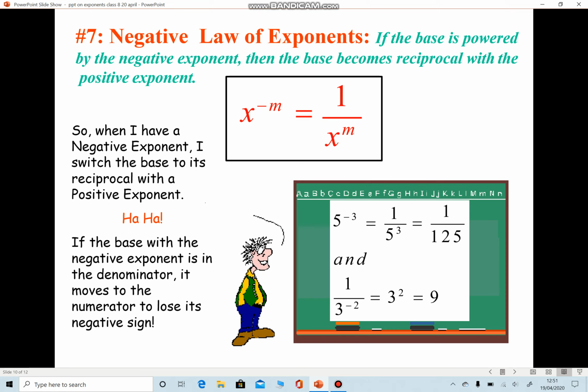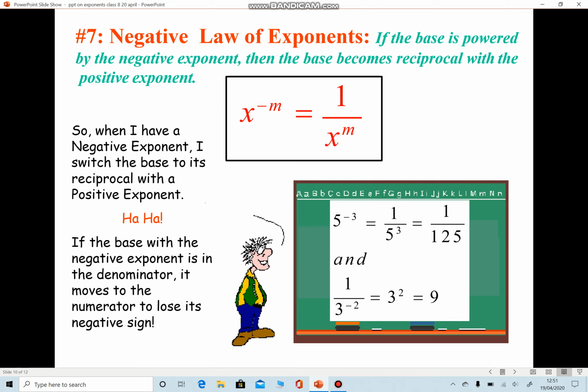Now, in this class, children, we will be doing negative laws of exponents. When the base has got a negative exponent, then the base becomes reciprocal with the positive exponent. So what does it mean? It means that this number, suppose x has here negative power m. So how am I going to write it? When the base comes here as a reciprocal, or it becomes the denominator, the powers become positive. Right? Now see here, 5 raised to the power negative 3. And if I write it, how do I make it positive? 1 by 5 raised to the power 3, or the answer is 1 divided by 125.